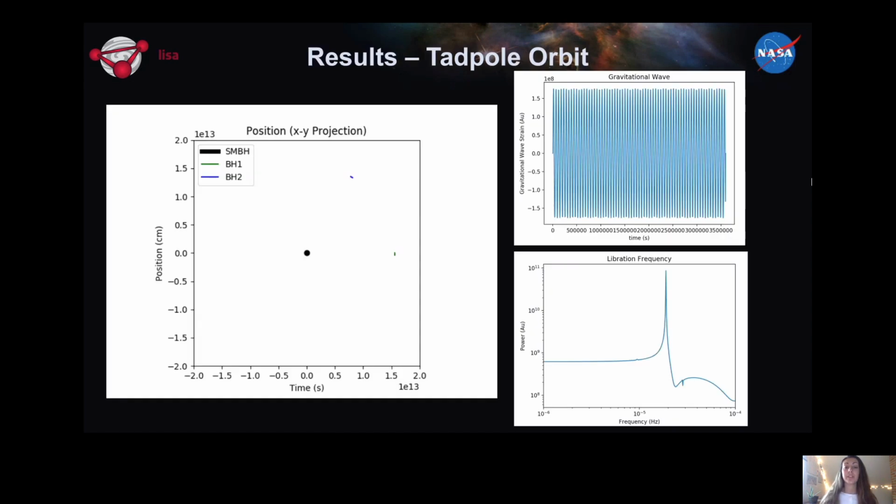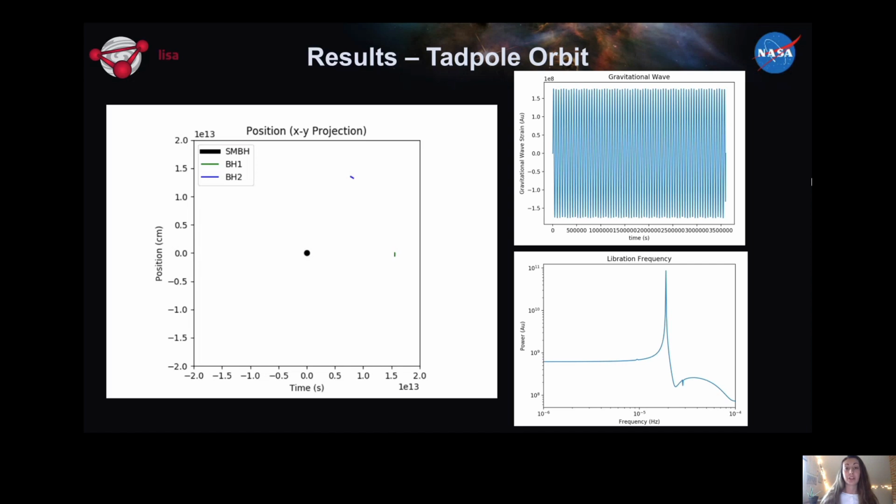Using these methods, we have two main results of orbits, the first being the tadpole family of orbits. Looking at the figure on the left, we have the position projection, which is the dynamics of the three bodies within the system. We have the supermassive black hole in the center, and the two stellar mass black holes starting at their initial positions of the prospective Jupiter and Lagrange point locations. As you can see in this, they divert very little from their initial positions. This is because we have set the initial position and velocity of these two bodies to do as such.